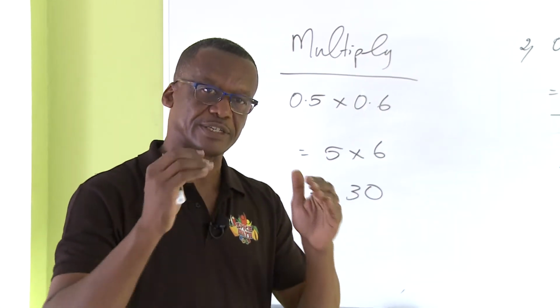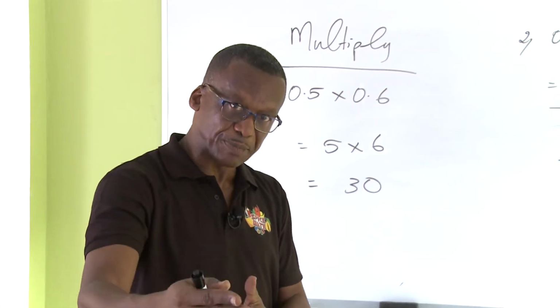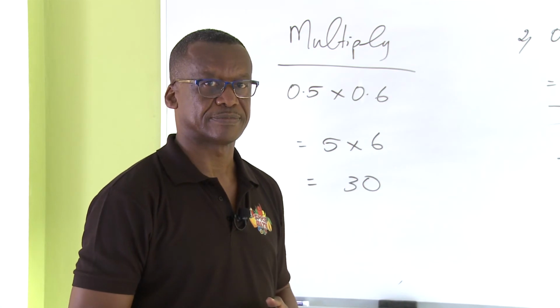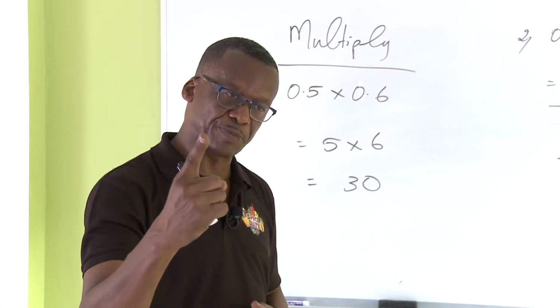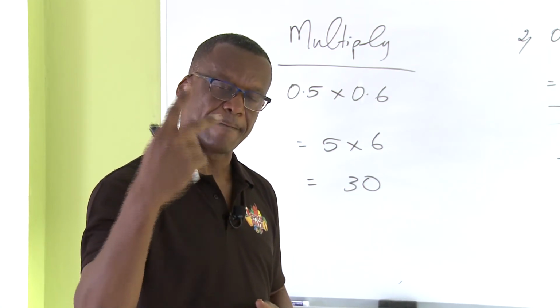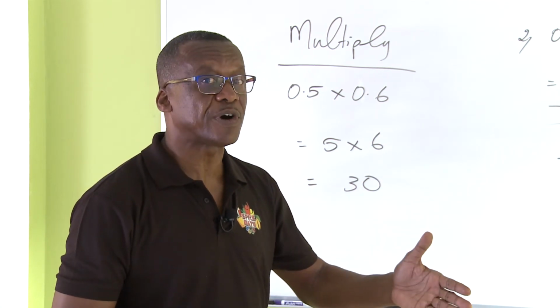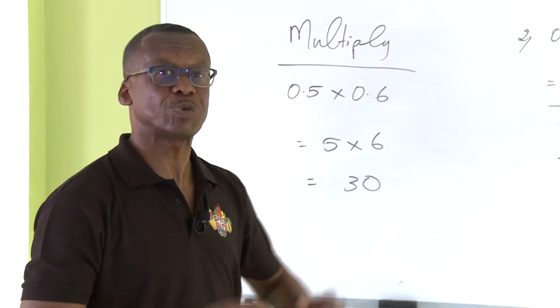Now comes the challenging part. We have to replace the point we ignored initially into the answer. So first step, ignore the point. Second step, multiply as normal. Third step, replace the point in the answer. How do we do that?